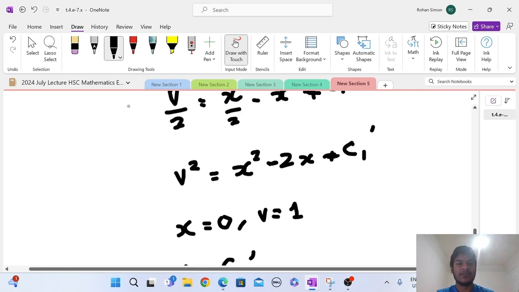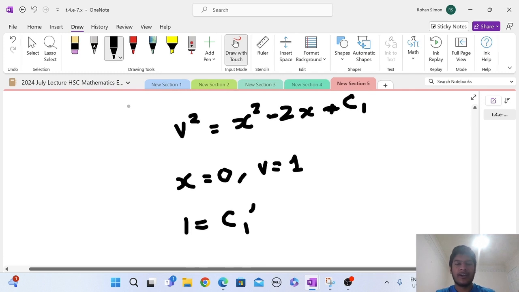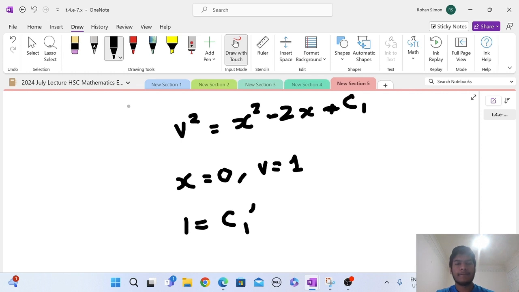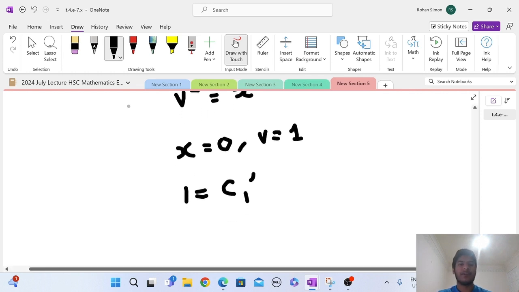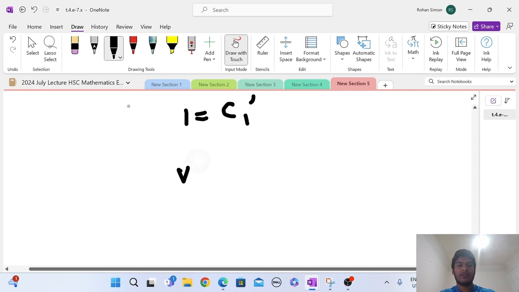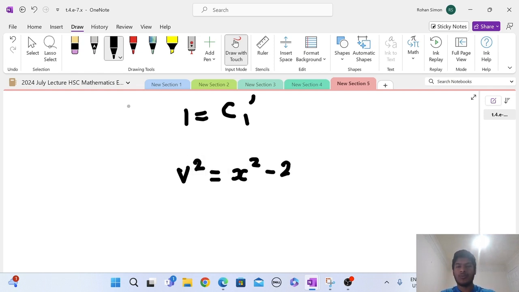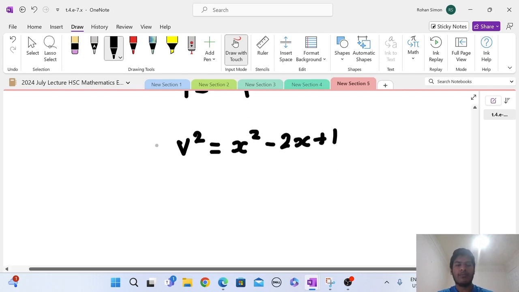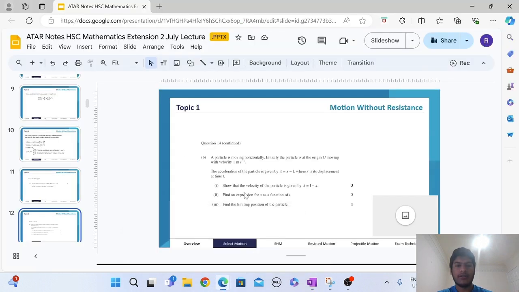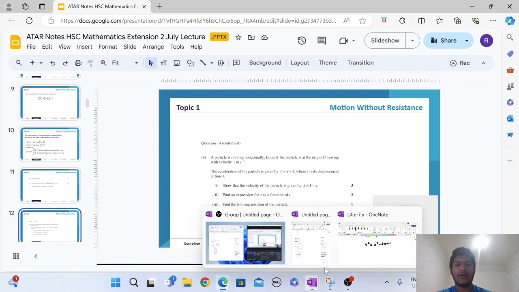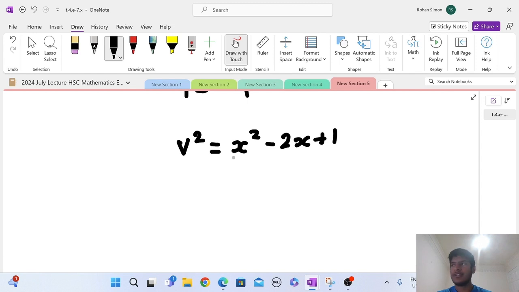What does that mean in terms of the equation? So what does that give us in our final equation? So we get v squared equals x squared minus 2x plus 1. We're not quite there yet, because if we look back at the expression that we're looking for, x dot equals 1 minus x. How do we end up with a 1 minus x from this expression here?